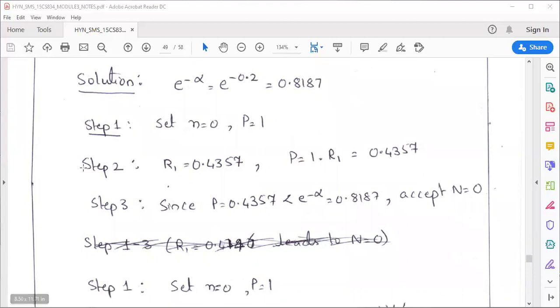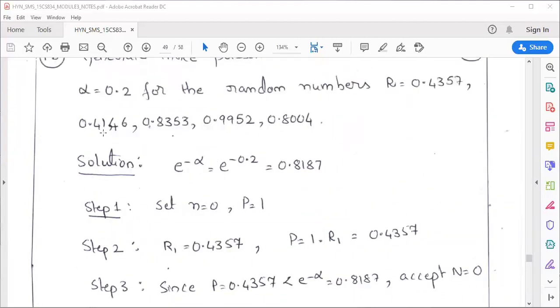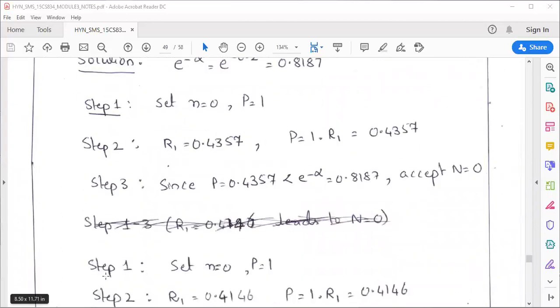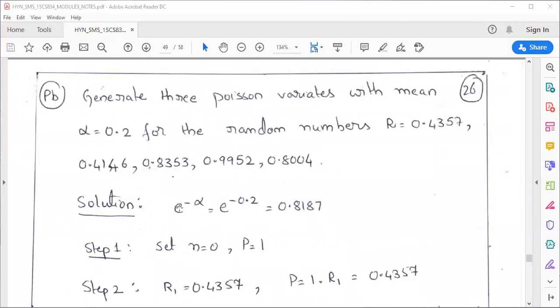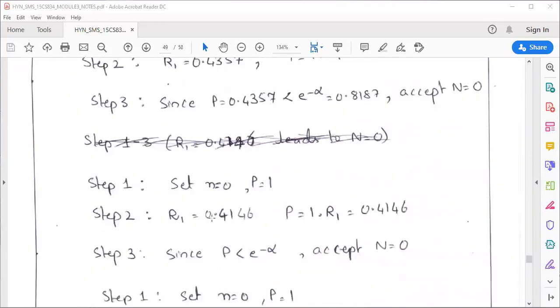So now, once again, what do I have to do? I have to do the same procedure for the second random number, which is 0.4146. So again, go back. Step 1, set n is equal to 0, p is equal to 1. Step 2 is take the next random number. Every time we are taking a new random number, this will become R1, so R1 is 0.4146. In step 2, generate a random number and replace P by P into Rn plus 1. So the P value is 1 into 0.4146, so I will get 0.4146.